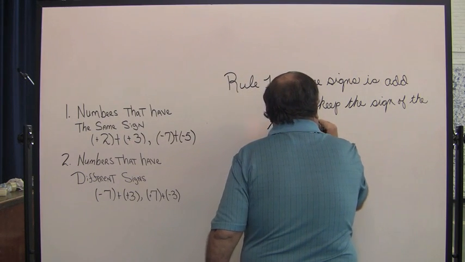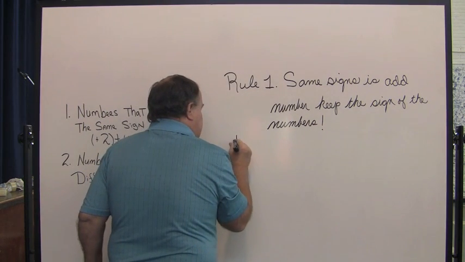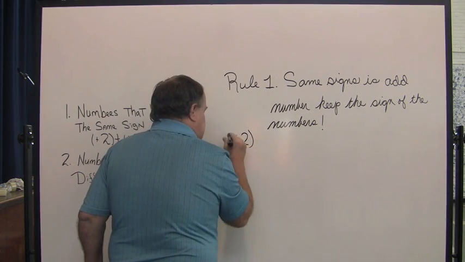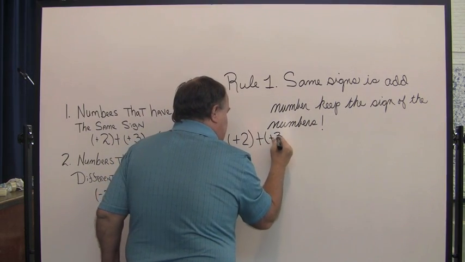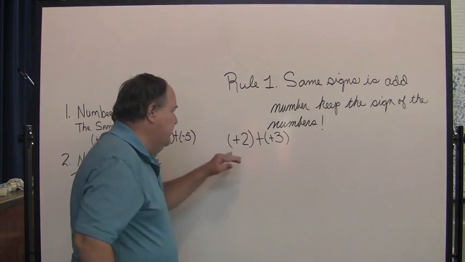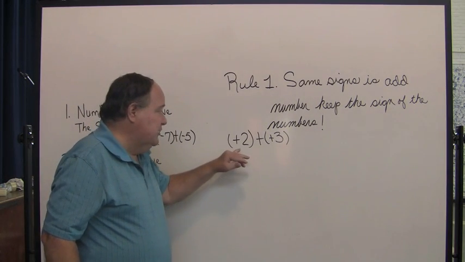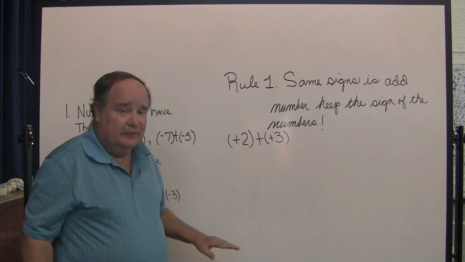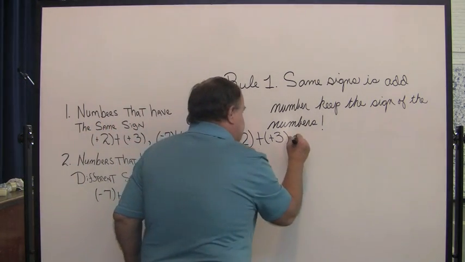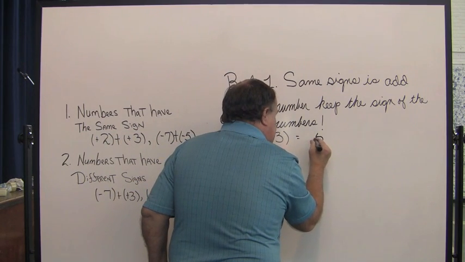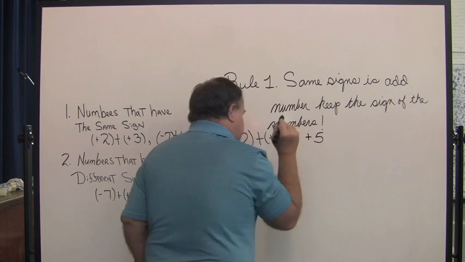Let's look at this. If I had a plus 2 plus a plus 3, my rule says we forget about the sign at the very first step, and we just add the numbers together if they have the same sign. So 2 plus 3 gives me a 5. And then we take the sign of the numbers, which in this case is positive.